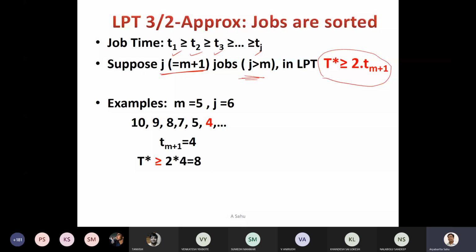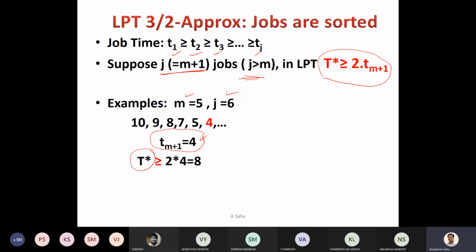Suppose M is equal to 5 and J is equal to 6, and this is the order. Suppose these are the tasks: 10, 9, 8, 7, 5, and 4. With 5 machines and 6 tasks, T M plus 1 is 4. Can I say that whatever the Cmax time produced by any optimal algorithm will be greater than or equal to 8? The number of processors is 5, the number of tasks is 6, and these are the tasks. Whatever the optimal algorithm produces, the result will be greater than or equal to 8.